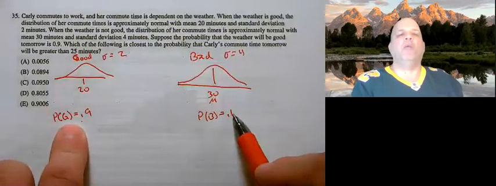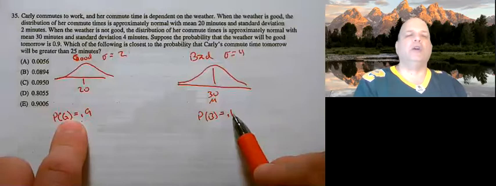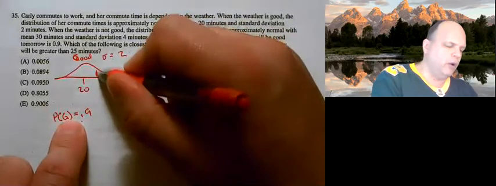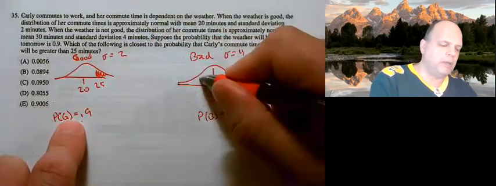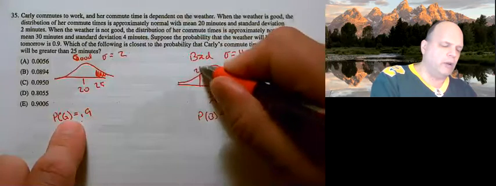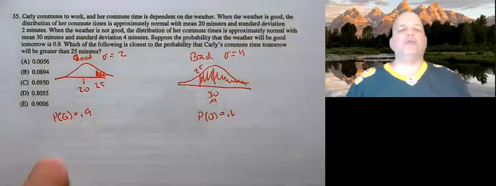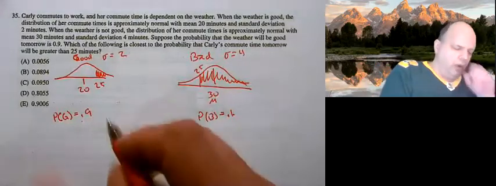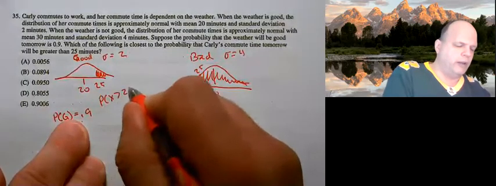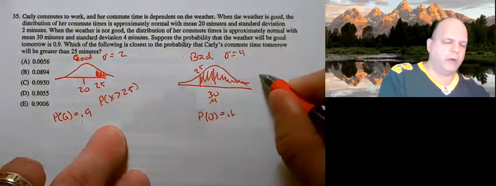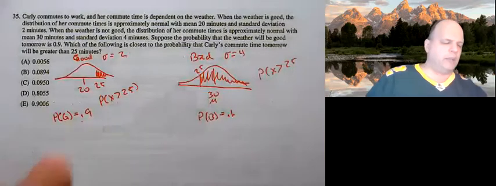Which of the following is closest to the probability Carly's commute tomorrow will be greater than 25 minutes? So I want to know the probability that it's greater than 25 minutes. But it could be greater than 25 minutes over here as well. So I'm going to need to do the normal distribution twice. All right. So I want the probability that X is greater than 25. And over here, I'm going to want the probability that X is greater than 25. And I can do a normal CDF, and I'm going to do it for both of them.